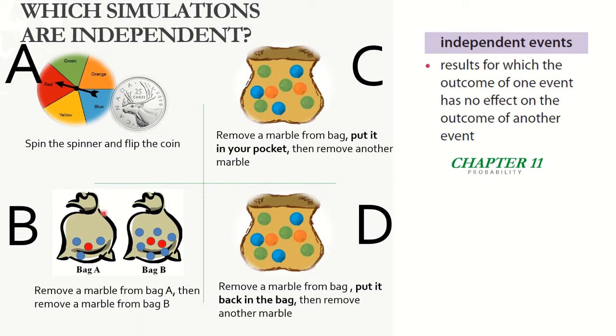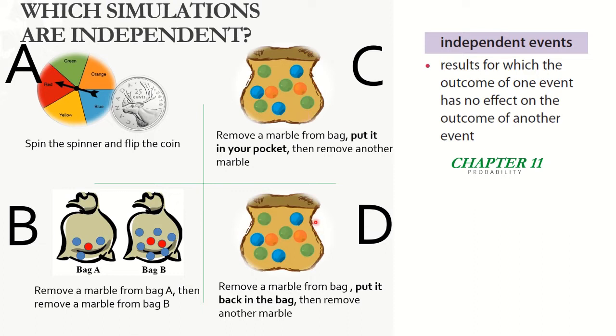Let's look at B. We're going to take a marble out of bag A, and then we're going to pick a marble out of bag B. Do you think those are independent or not independent? Example C. Let's remove a marble from this bag this time. We're going to take that marble and stick it in our pocket and keep it. Then, for the second part of this experiment, we're going to take another marble out of the bag. Does the first one affect the second one?